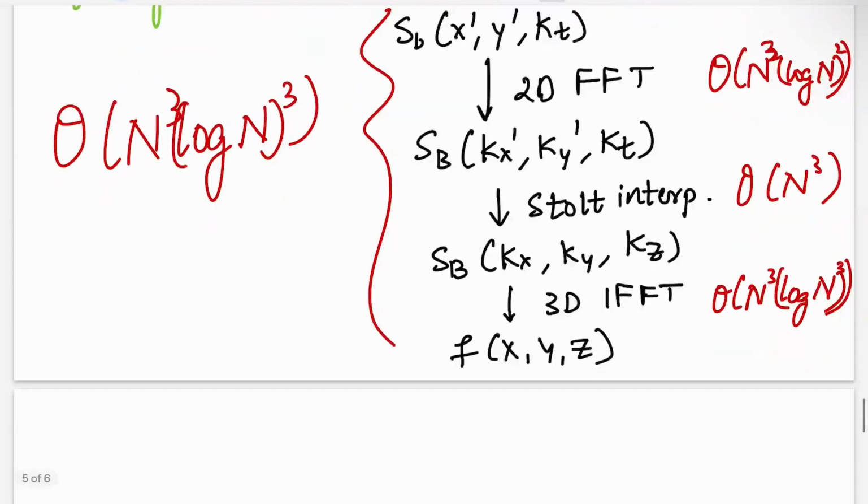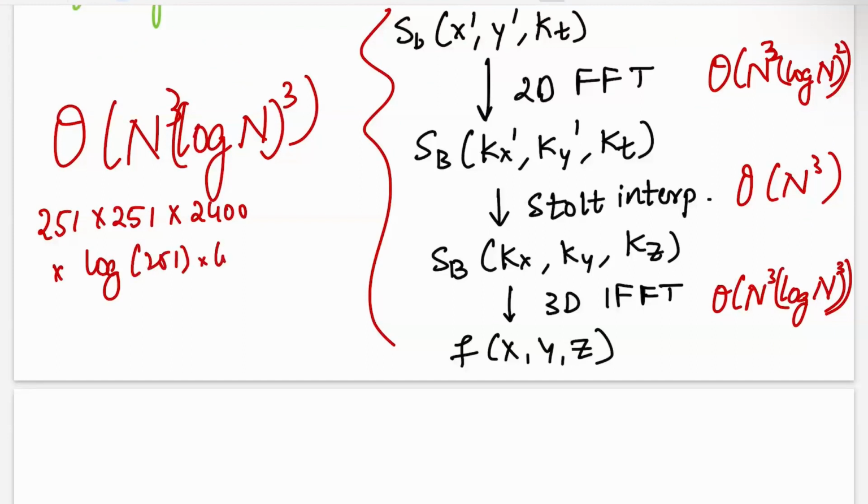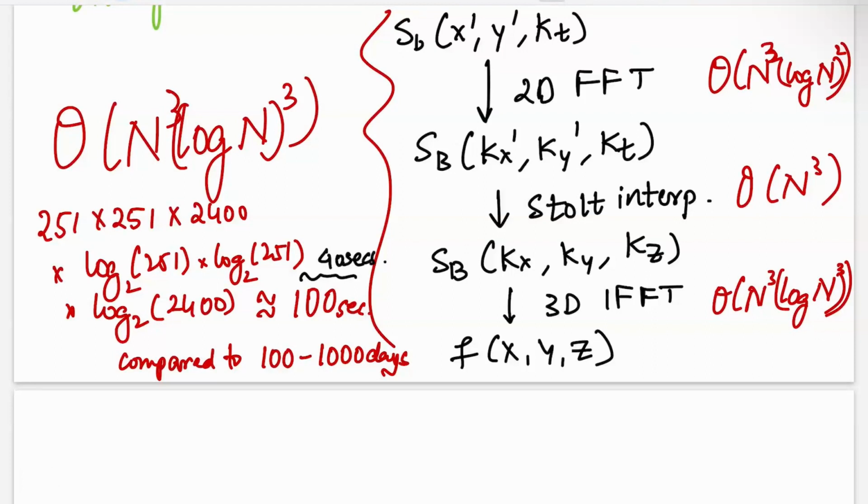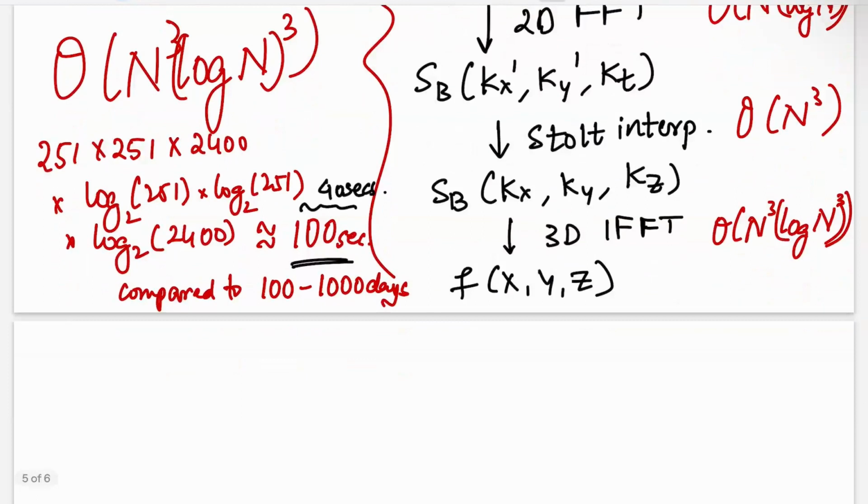So the same example, if we take 251 times 251 times 2400 times log of 251 times log of 2400, log base 2, of course, this is approximately 100 seconds compared to 100 to 1,000 days. That's much faster. And in MATLAB, when you implement this for the same size array, it comes out to about 40 seconds actually. Of course, we made some approximations in this calculation. So in reality, it comes down to 40 seconds, which is very fast. In C++, it would be even faster.